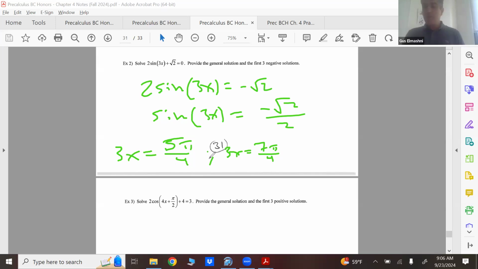Okay. So that's going to be 5 pi over 12. And that's going to be 7 pi over 12. But here's the deal. 7 pi over 12 is barely in the second quadrant, right? There's going to be more. Think about it. 3x. You're going to have triple the usual solutions. Your mind's going to be blown. Check it out.